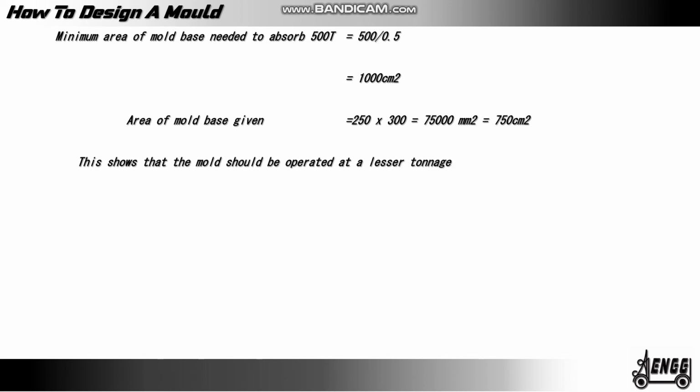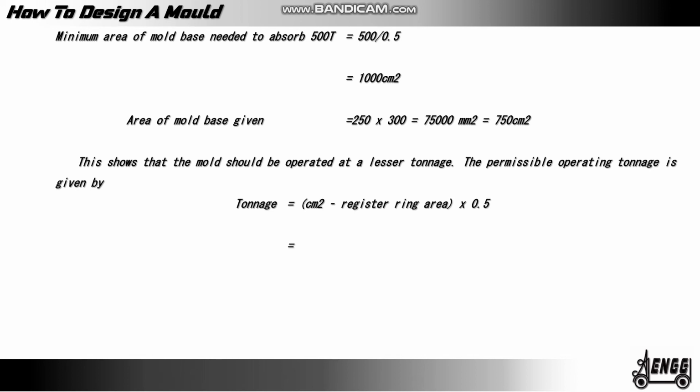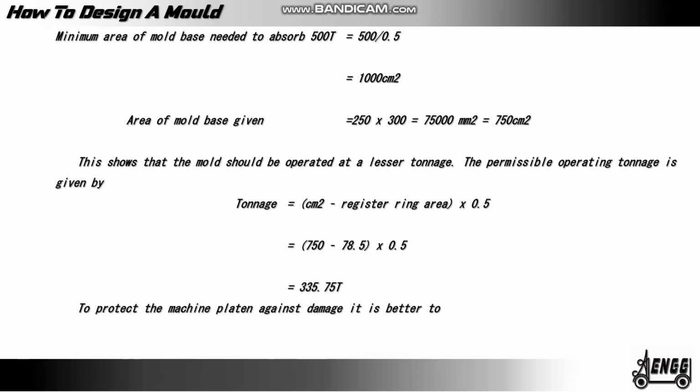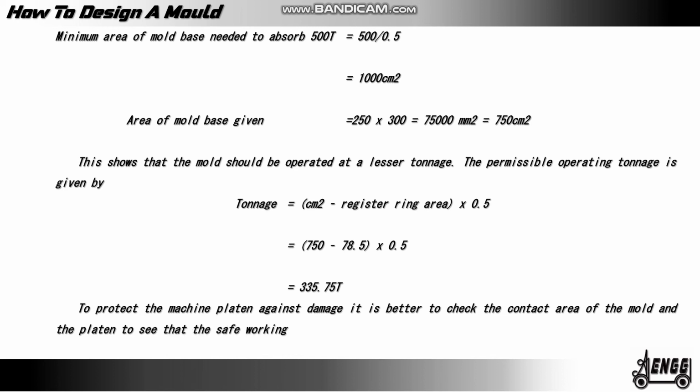The permissible operating tonnage is given by tonnage equal to (area in centimeter square minus register ring area) into 0.5. 750 minus 78.5, into 0.5, is equal to 333.75 tons. To protect the machine platen against damage, it is better to check the contact area of the mold and the platen to see that the safe working limit is not exceeded.